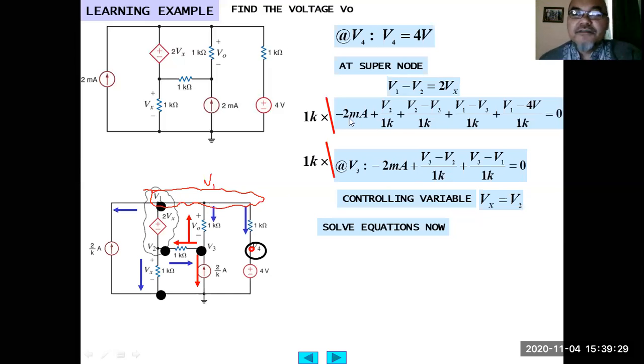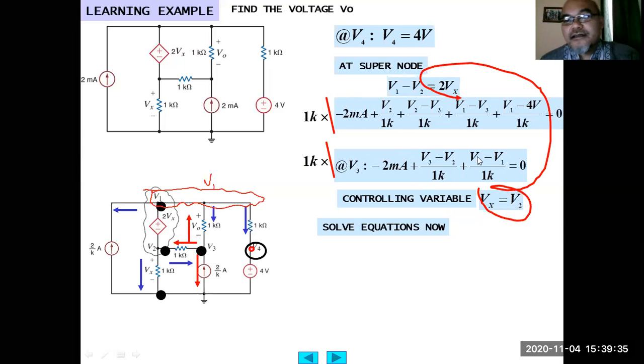Then solving the equations, multiplying the equations with 1k, we can replace Vx equals V2 into this one. So then we obtain V1 minus V2 equals 2 V2, so V1 equals 3 V2, right? So this one we can further insert into this equation, and the value of V1 is replaced with the value of V2.